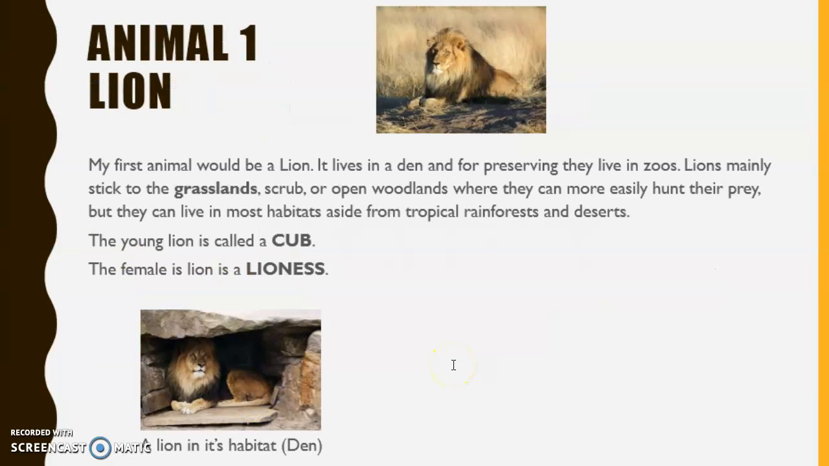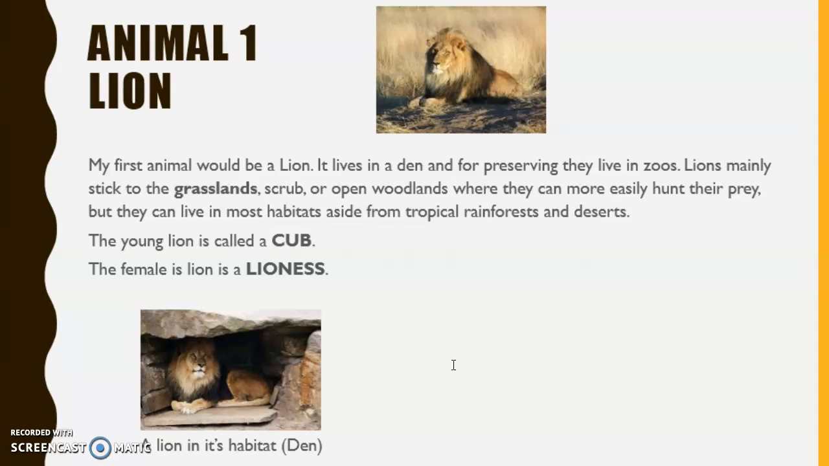Okay, so my first animal which I took was lion. My first animal would be lion. So it lives in a den, and for preserving they live in zoos, like for show and all, etc. And lions mainly stick to grasslands, scrub or open woodlands where they can more easily hunt their prey.